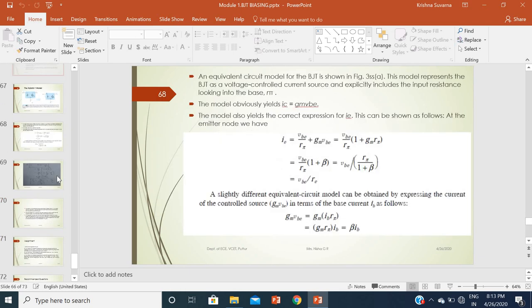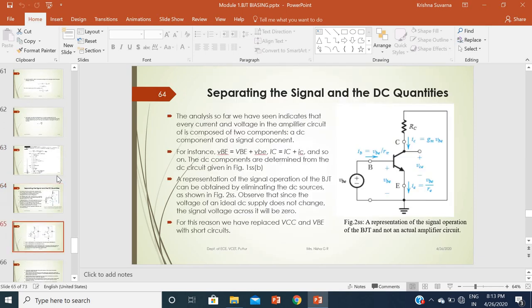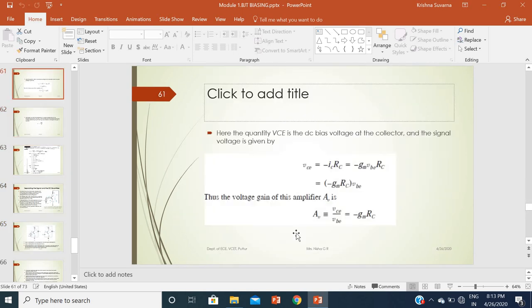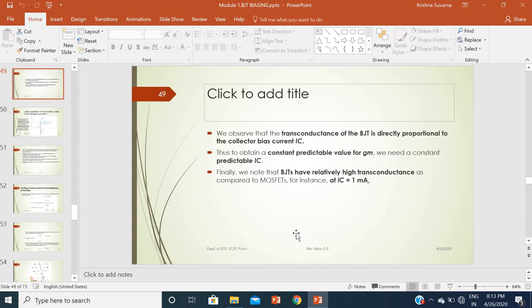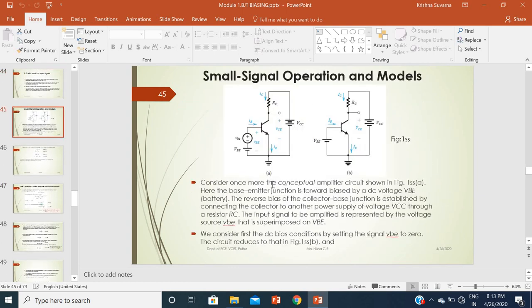So, conceptual circuit of common emitter means this circuit you are going to draw. See, this circuit you are going to draw. Conceptual circuit. See, this is the picture you are going to draw. You have to consider both the AC as well as the DC figure. That is a conceptual amplifier circuit.